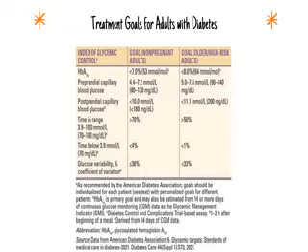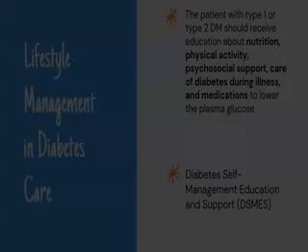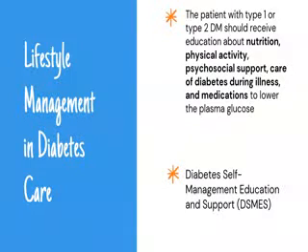Preprandial capillary blood glucose 80 to 130 milligram per deciliter in non-pregnant adults, and a little bit higher, 90 to 140 in the high risk group. Postprandial less than 180 it should be kept, and in the high risk group 200. This is according to the American Diabetes Association glycemic targets 2021.